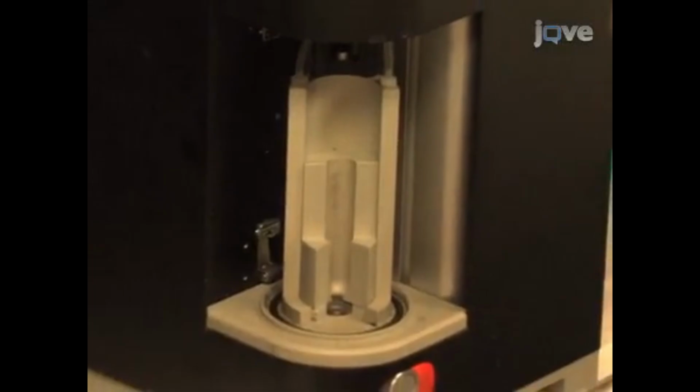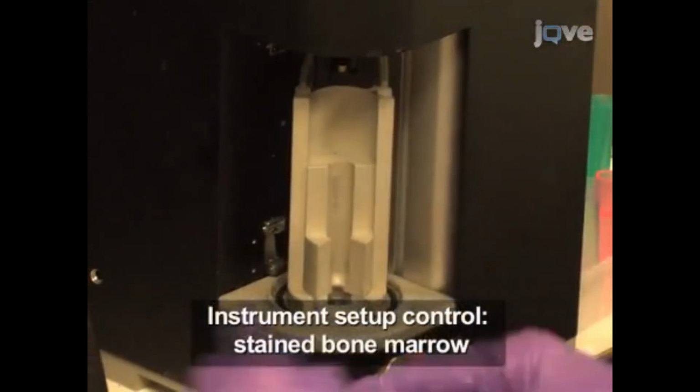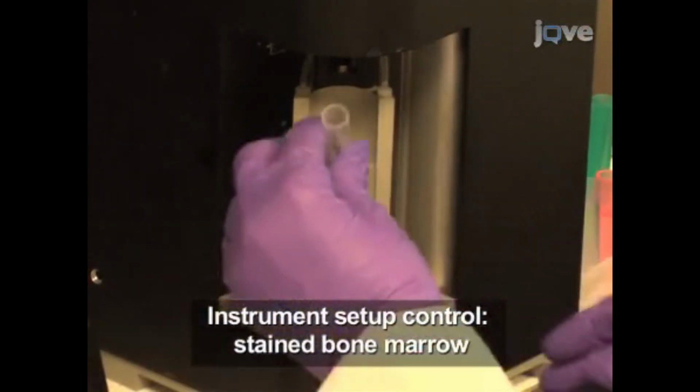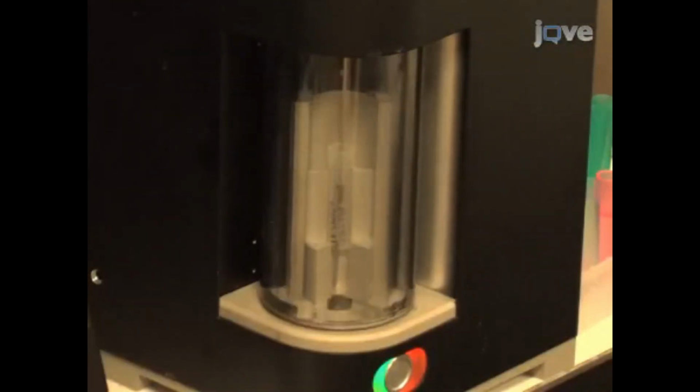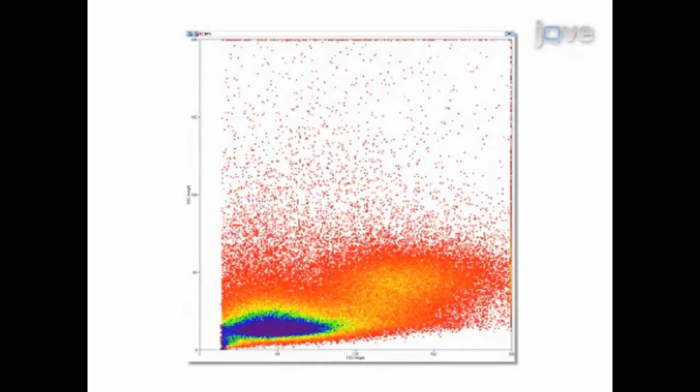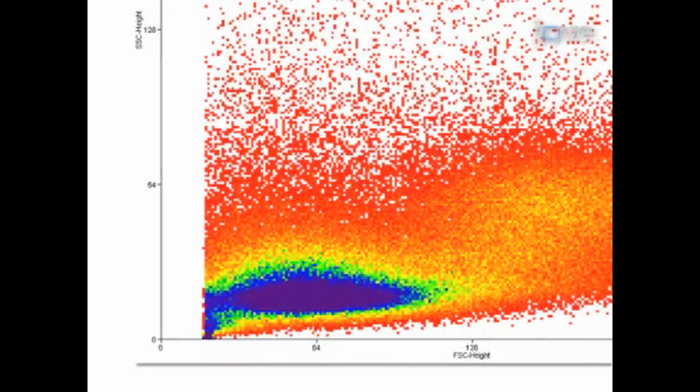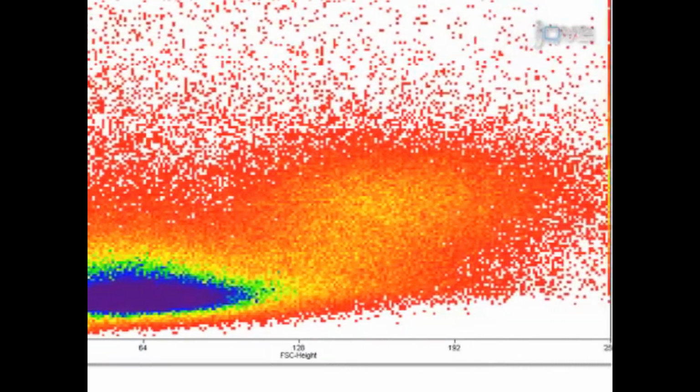Once the instrument is ready, place the stained bone marrow sample into the loading port of the instrument. This sample is used as a staining and instrument setup control. Begin collecting events and adjust the forward and side scatter linear signals to clearly visualize the cell population. The cells should reside approximately in the lower center of the plot with forward scatter as the x-axis.